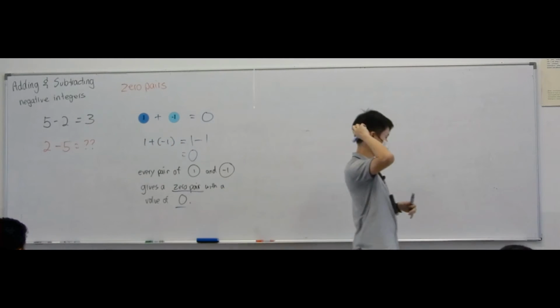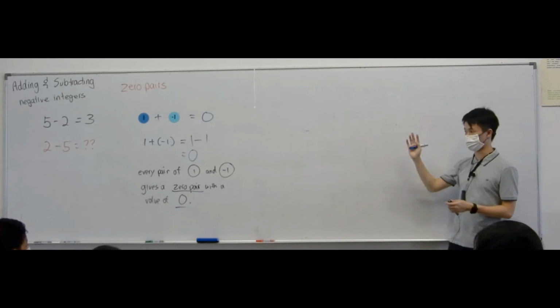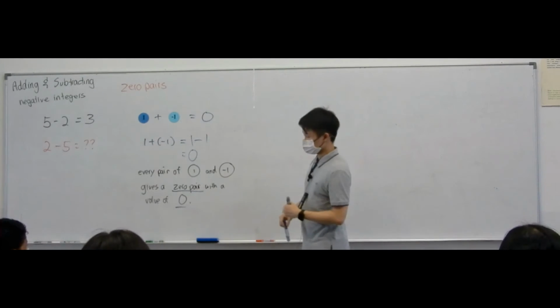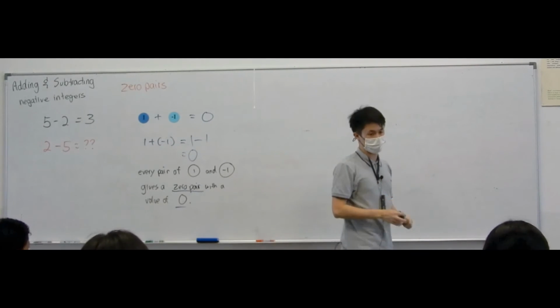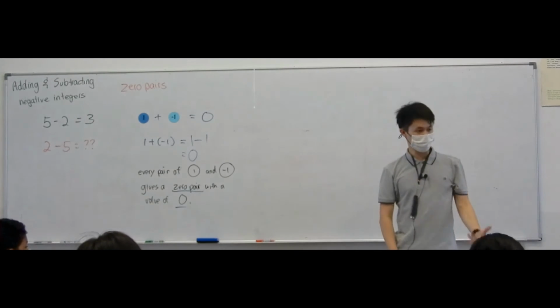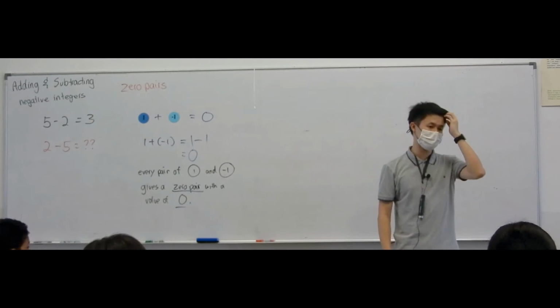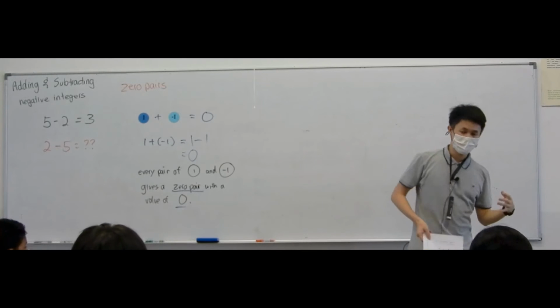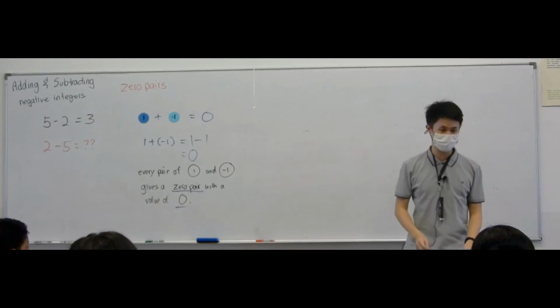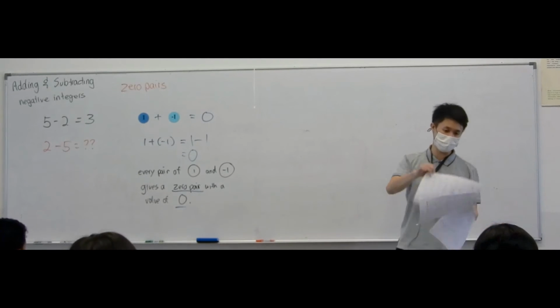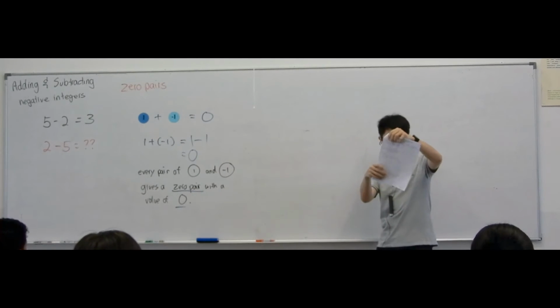For those that never bring my worksheet at all, you most likely have to copy down everything. So this is something we are giving you: zero pairs. We are going to extend this idea later when we look at the first question, which is 2 minus 5. But let's go down to some basics first. Can you all flip to the second page?